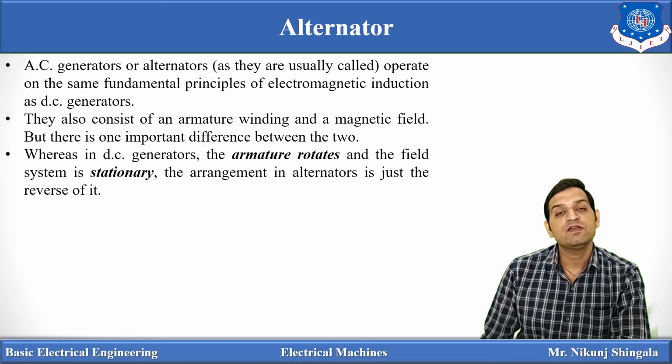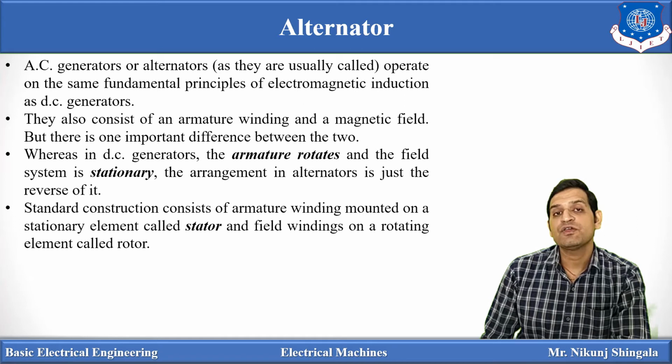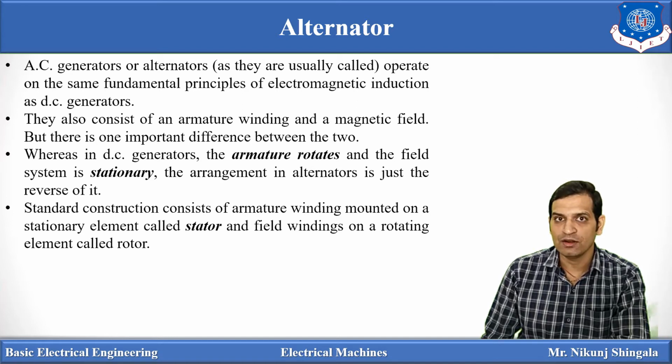In the case of the DC generator, the armature winding is rotating and the field winding is stationary. Here, the field winding is rotating and the armature winding is stationary, because a rotating field winding has an advantage over a stationary field winding. Standard construction consists of the armature winding mounted on the stator, that is a stationary element, and the field winding mounted on the rotating element, that is the rotor.